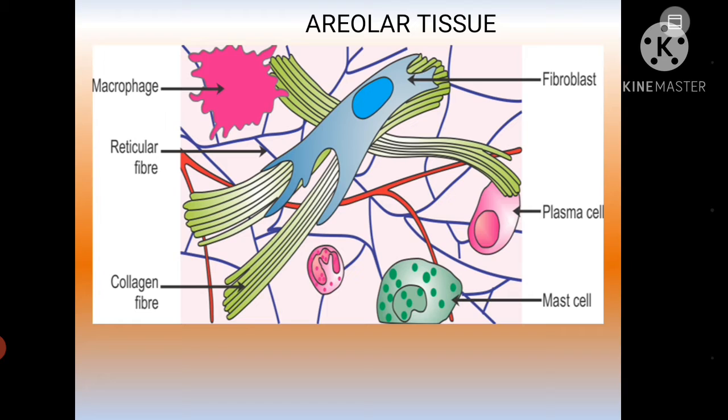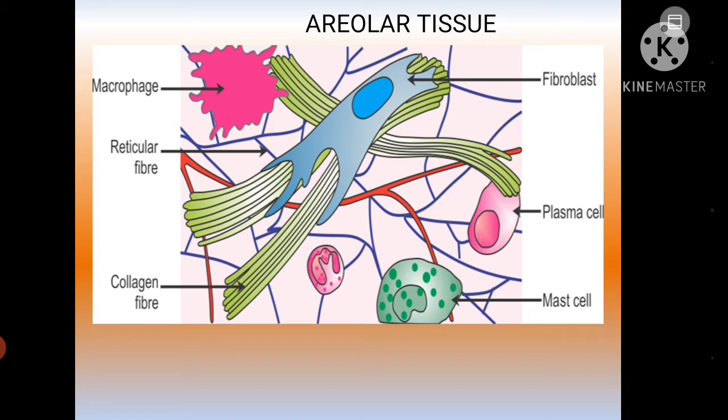This network of fibers is made up of two types. One is the reticular fiber and the other is the collagen fiber. These fibers fill the space between the skin and muscles. So what does it do? First of all, it fills. Next, it gives support for those organs that are present between them. And later, it also acts as a reservoir for water and salts.